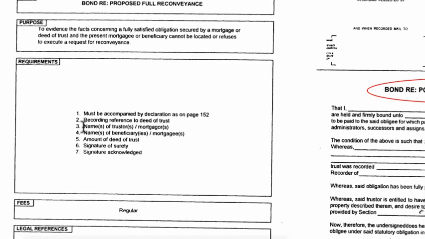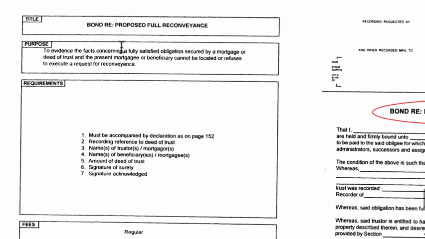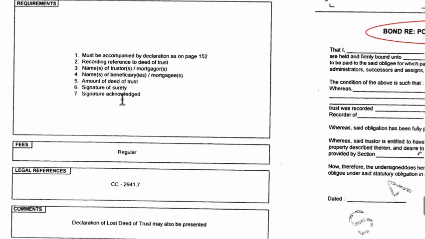And once again, let's look at the bond. The purpose of the bond is to evidence the facts concerning a fully satisfied obligation secured by a mortgage or deed of trust, and the present mortgagee or beneficiary cannot be located or refuses to execute a reconveyance. Once again, it tells you what needs to be in here. It must be accompanied by the declaration on page 152. We just looked at that. Recording reference to the deed of trust. Why does it record reference to the deed of trust? Because it's going to be bonded, adjoined to the deed of trust, right?